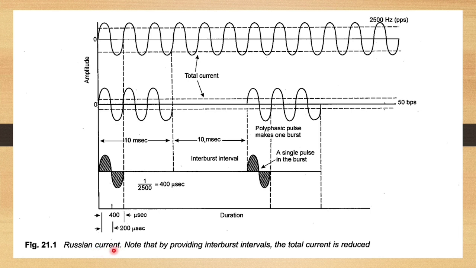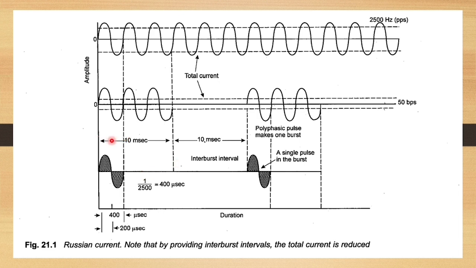So this is the Russian current diagram. So you can see here, this is a polyphasic sinusoidal wave, which has a carrier frequency of 2500 hertz. That is 2500 pulses per second. And you can see here, this is the pulse duration, 400 microseconds, and 400 divided by 2, that is 200 microseconds, is your phase duration.